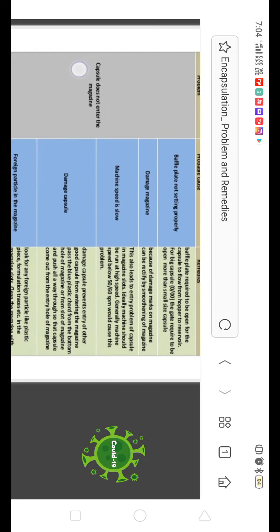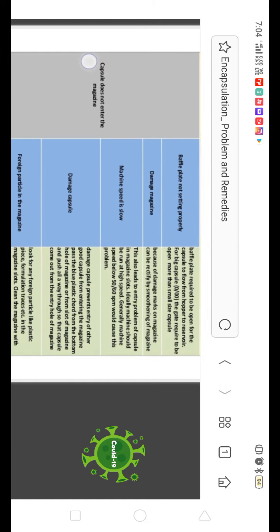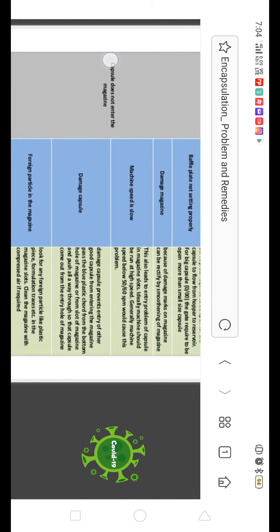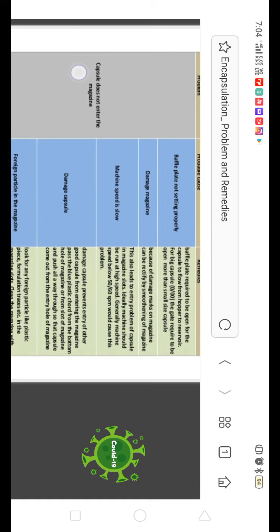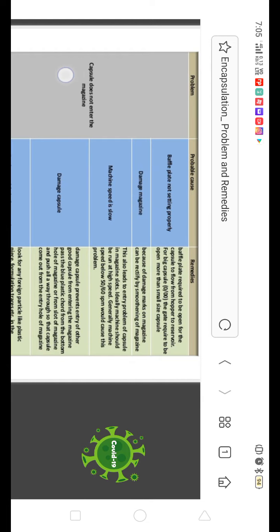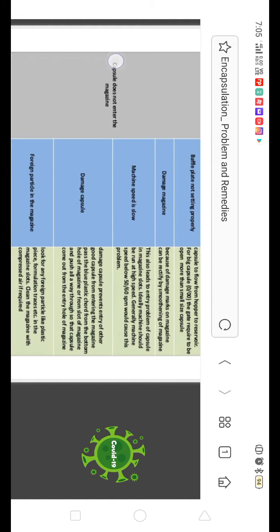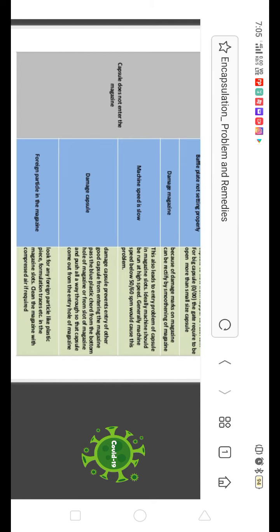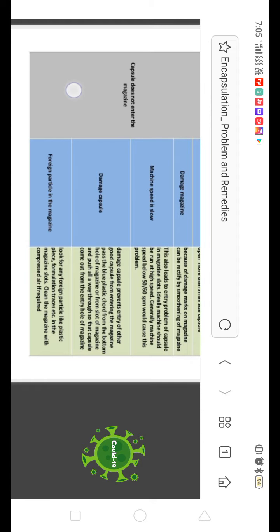Second is damaged magazine. The damage marks on the magazine can be rectified by smoothing of the magazine. Sometimes it also damages the capsule. Third problem is machine speed is slow. This also leads to the entry problem of capsule into slots. It will not enter. Ideally, the machine should be run at high speed. Generally, machine speed below 50 to 60 rpm causes this problem, right? It should be high speed.